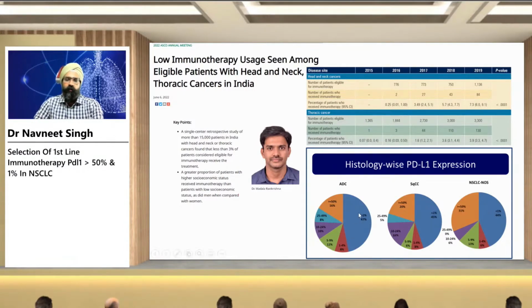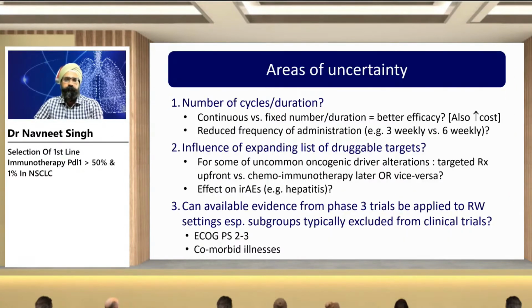And so monoimmunotherapy remains a distant dream because of either the lack of high PD-L1 expression or the cost of therapy. What are the areas of uncertainty? Well, one is the number of cycles or the duration. There is some data that continuous infusion or administration is better or has better efficacy compared to a fixed duration. But one has to remember that it also leads to an increase in cost.